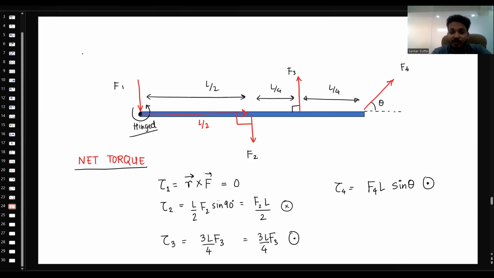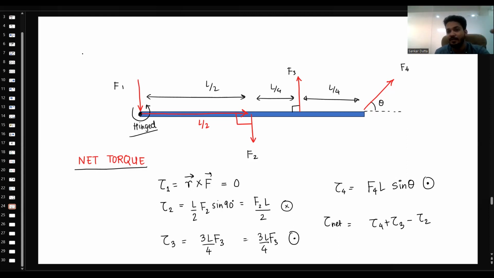Now, this is one way of doing it. There are a lot of other ways. If you want to find out the net torque, two of the torques are coming out, so you'll have to add them and then subtract the one that is going inside. So the net torque will be torque 4 plus torque 3 minus torque 2. This is how it is supposed to be done.